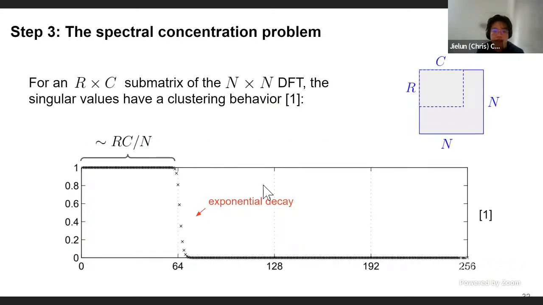So what's the property of the submatrix of the discrete Fourier transform? For an R times C submatrix of the n by n discrete Fourier transform, where R refers to the number of rows and C refers to the number of columns, the singular values have a clustering behavior. Essentially, you have a sort of pseudo-degenerate region where R times C divided by n eigenvalues are very close to 1. After that, you see an extremely fast exponential decay.